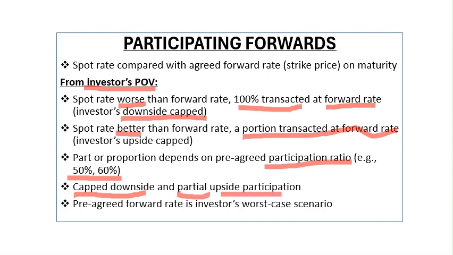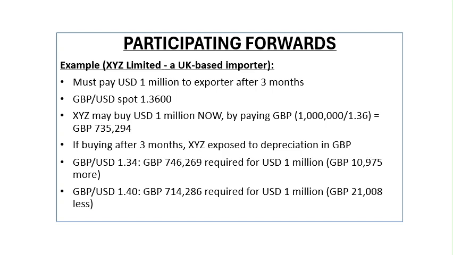As evident, the pre-agreed rate is the worst possible rate for the investor under the participating forward contract. He cannot get worse than that, whatever the spot exchange rate on the maturity date. It is as simple as that. Let us take an example to understand this more clearly.